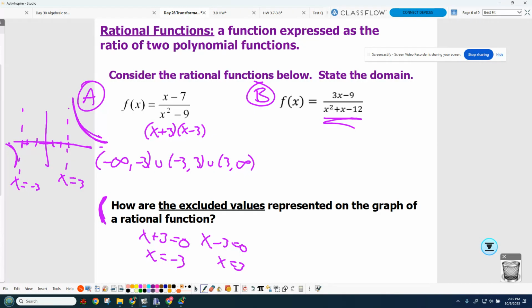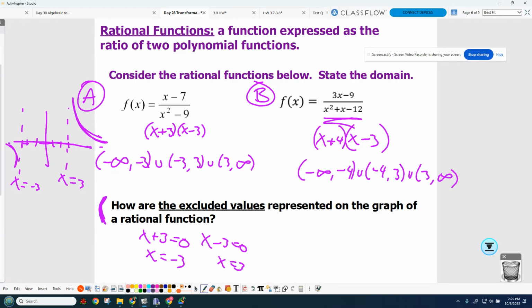-3. Jordy, how does it factor? X plus 4 and x minus 3. X plus 4 and x minus 3, so we need to throw out -4 and +3.